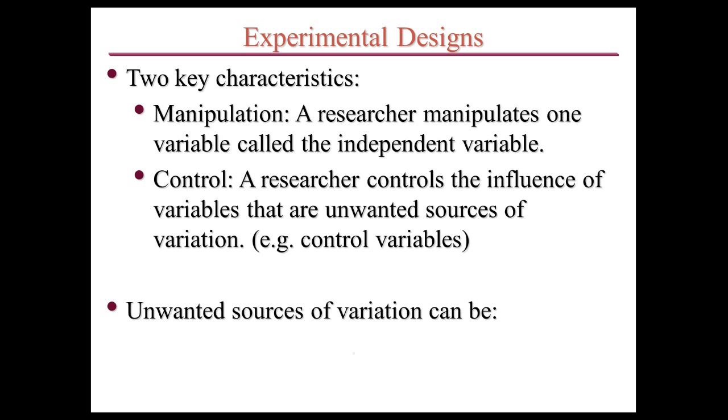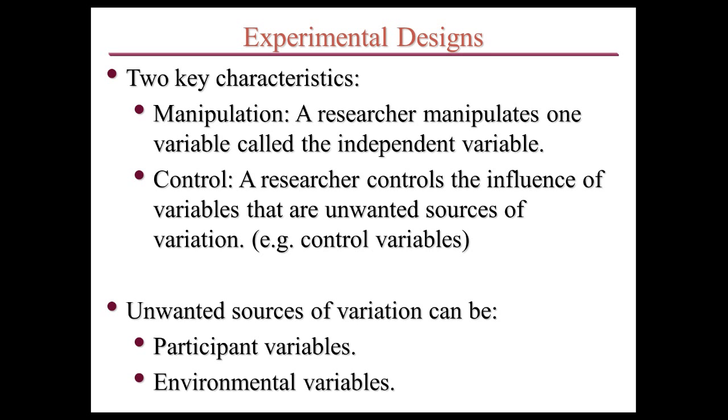So unwanted sources of variation can be participant variables, like previous achievement as I mentioned, and environmental variables. So that's more like you control the conditions in which testing occurs. Like you don't have people walking by shouting in one condition, and in another condition you have everything quiet. So you look at environmental variables in experimental designs as well.